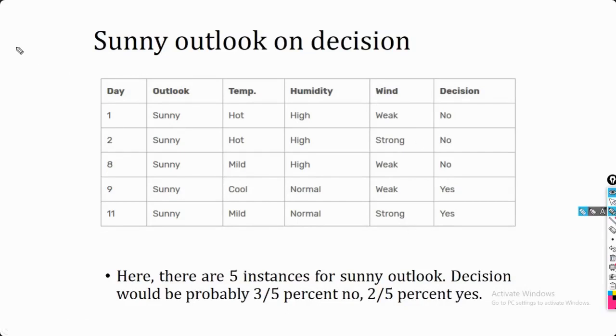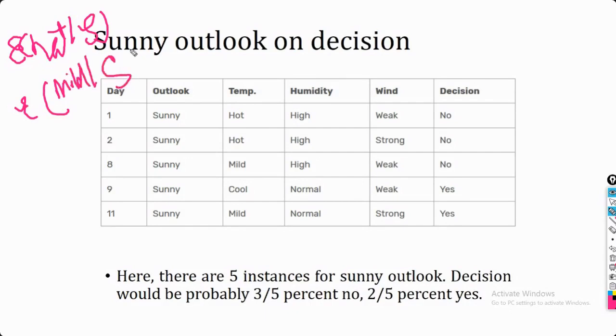So now, if I'm considering this entropy, I'm going to calculate the entropy of hot given sunny, the entropy of mild given sunny, and the entropy of cool. Sorry, it's not visible clearly with respect to sunny. So simply I'm going to write what is the combination.